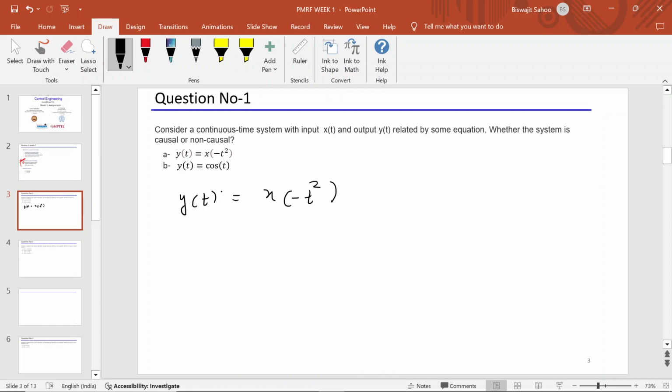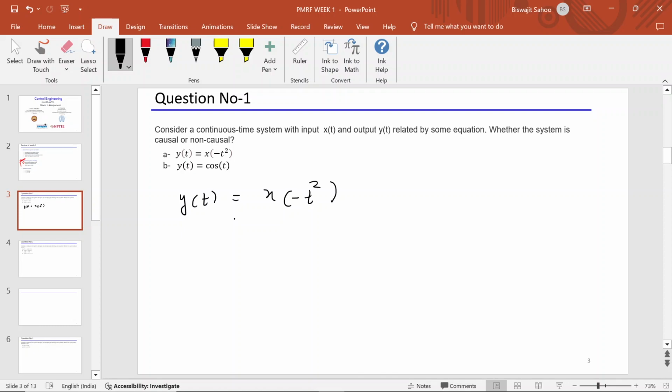Can anyone please respond? It depends solely on the present value. I'm saying you have to check for what value of t your present output depends on any future instant. If not, then it is a causal system. If it depends on any future value, then it's a non-causal system.